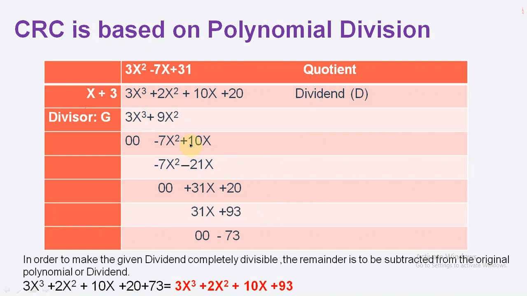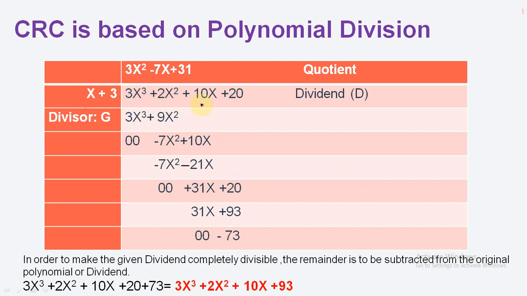And for the sake of clarity, since CRC is based on polynomial division, we will literally do a division. Let us assume that 3x cube plus 2x square plus 10x plus 20 is the polynomial, which is the dividend, and x plus 3 is the divisor. This is also called the generator polynomial. We cannot choose the generator polynomial according to our whims and fancy. There are generator polynomials given by industry standards, and only those we are supposed to use.